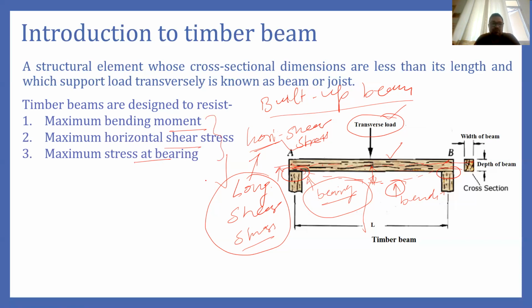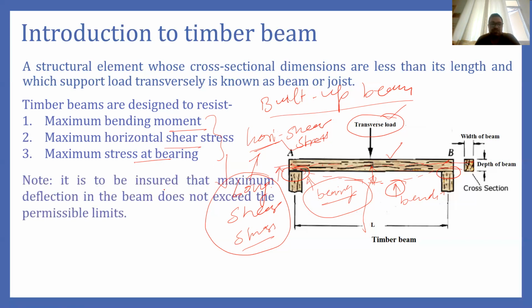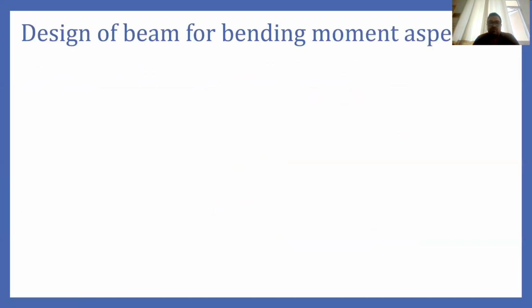And along with these three, we also need to ensure that maximum deflection in the beam does not exceed the permissible limits. So these are basically the four criteria which we have to satisfy in the design of a timber beam. Now we will understand these four criteria one by one, and we will try to understand how we can satisfy the beam under these criteria. So first we will see design of beam for bending moment criteria.